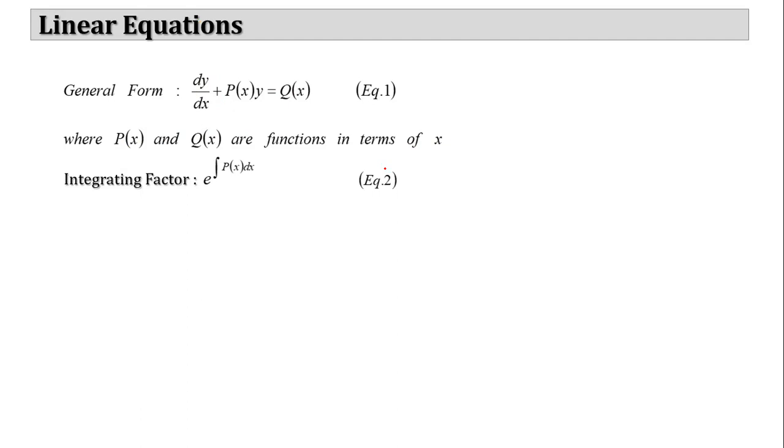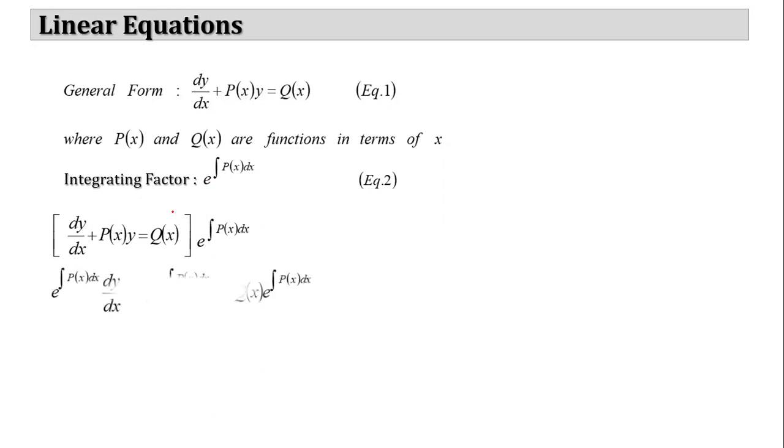So here, we're going to solve for the general solution by simply multiplying equation 1 and 2, and that is dy/dx plus p of x times y equals q of x times the integrating factor. You just simply multiply this integrating factor to each term inside the bracket, and you shall have e raised to the integral of p of x dx times dy/dx plus p of x times e raised to the integral of p of x dx times y equals, you copy q of x and then you affix the integrating factor e raised to the integral of p of x dx.